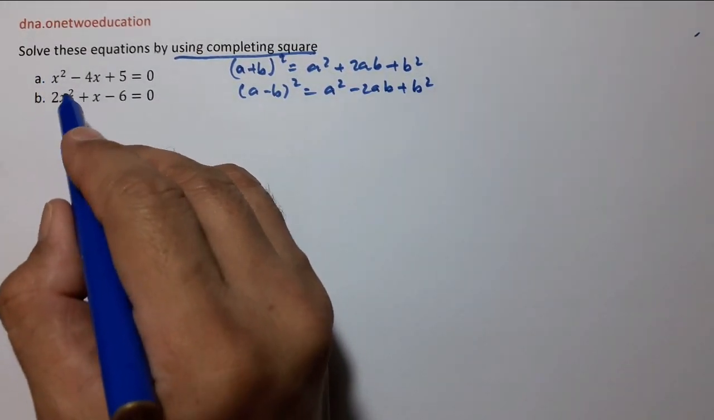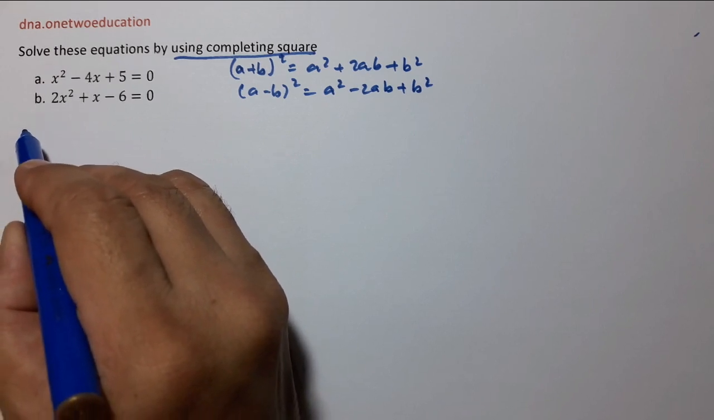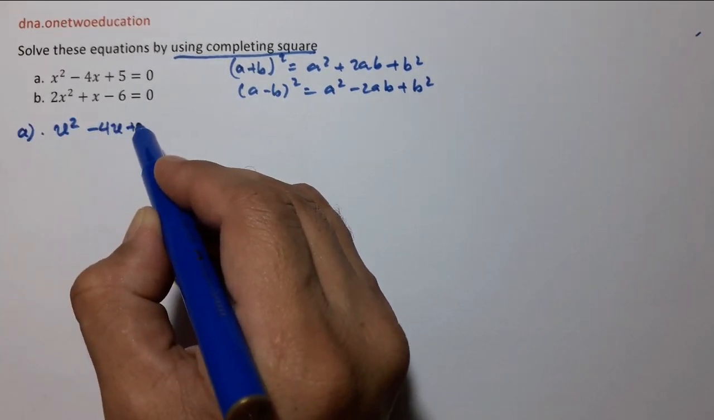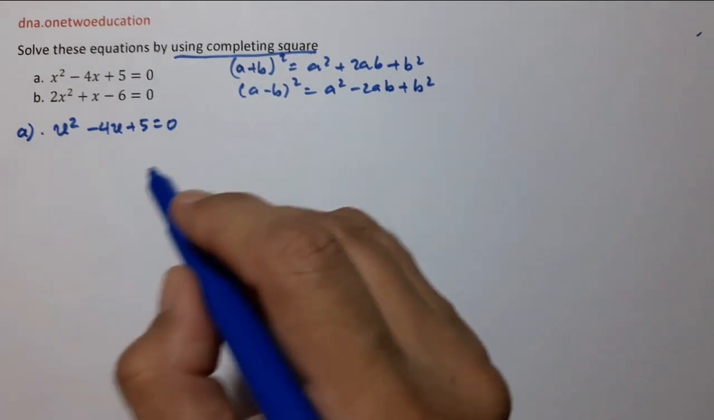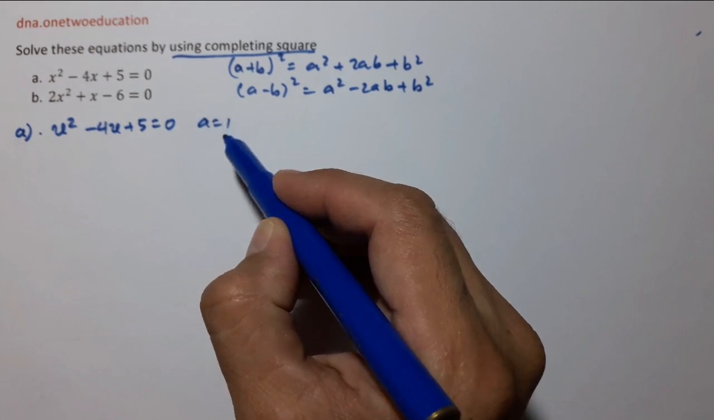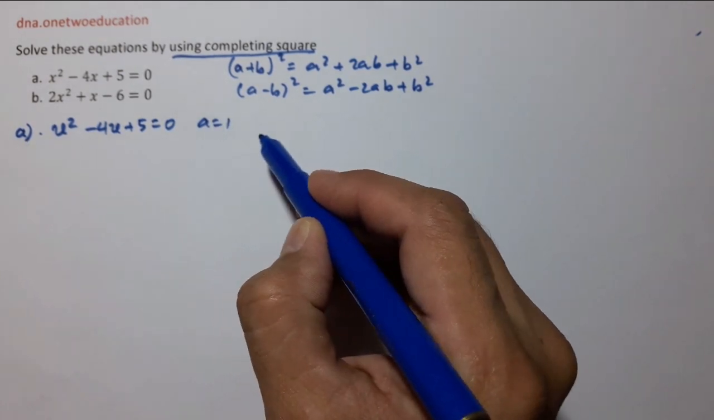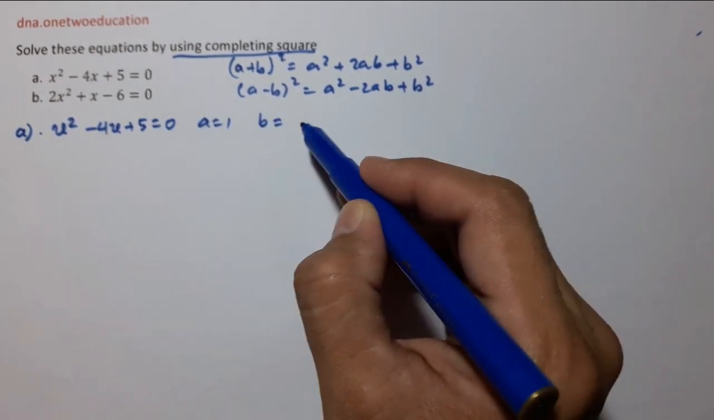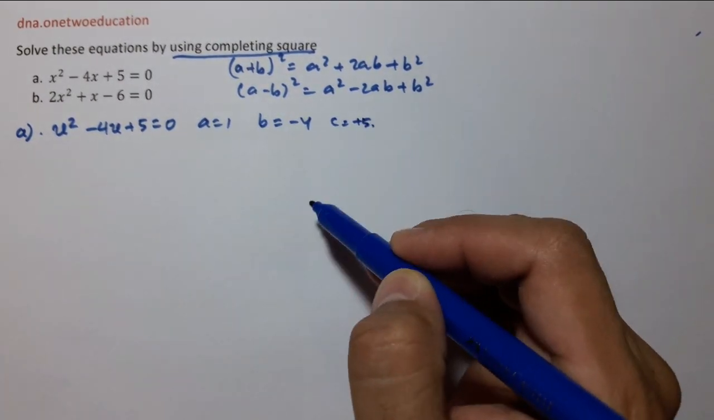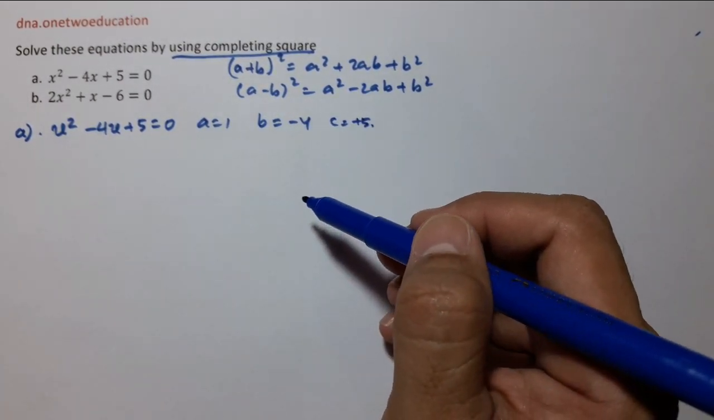Okay, directly go to number 3a. This is the question number 3: x squared minus 4x plus 5 equals 0. Try to find the coefficients. a is 1 right here, b is negative 4, and c is positive 5, right? You know this one, very easy.